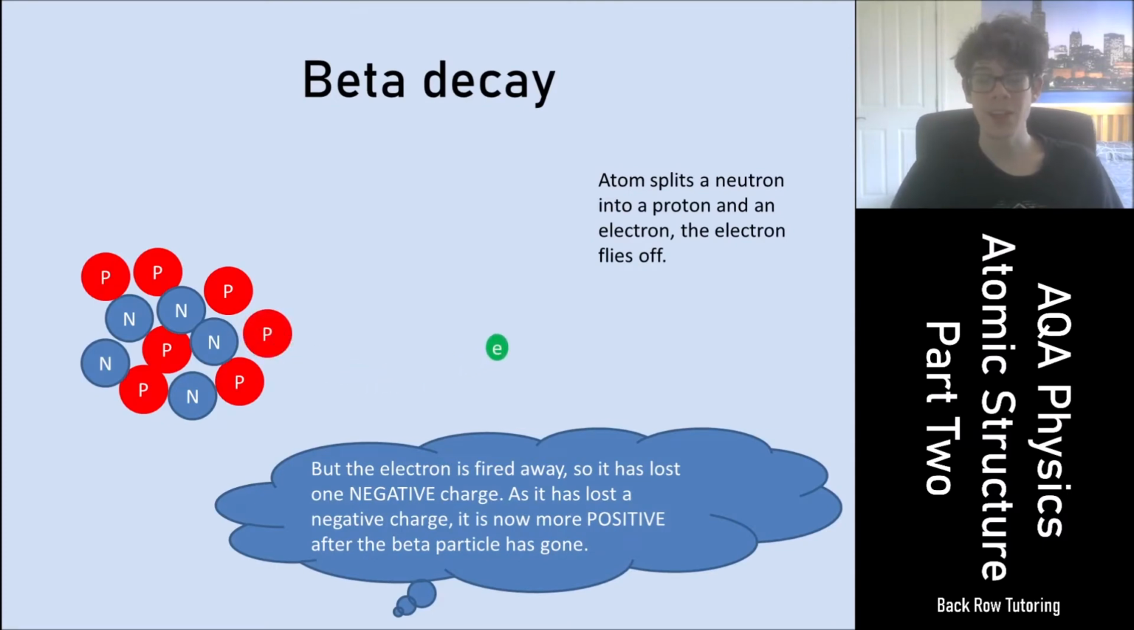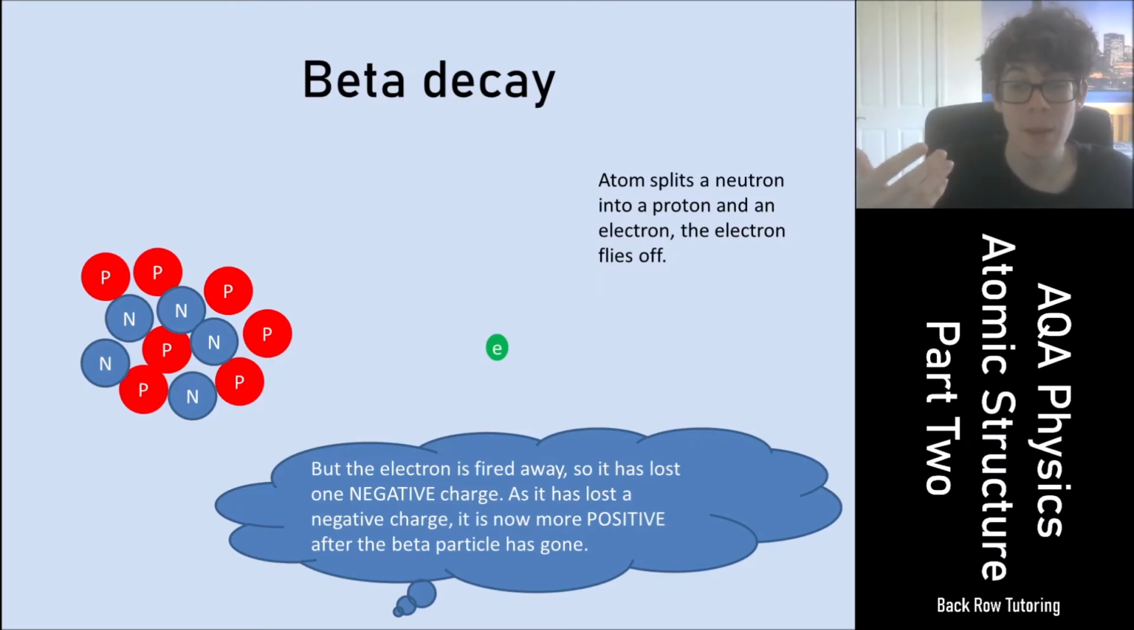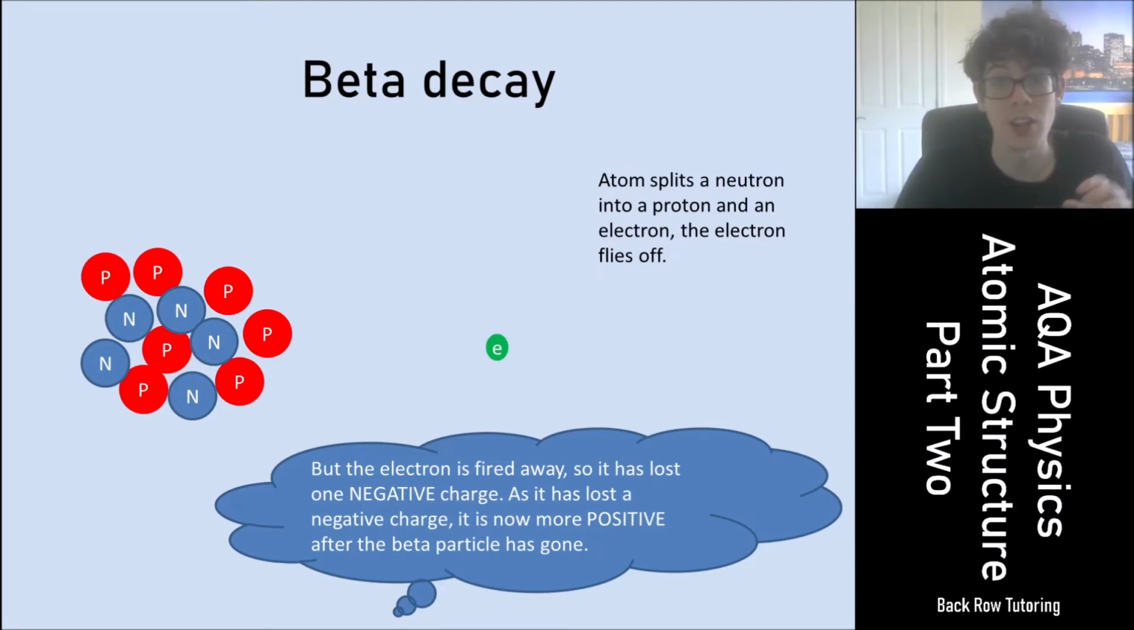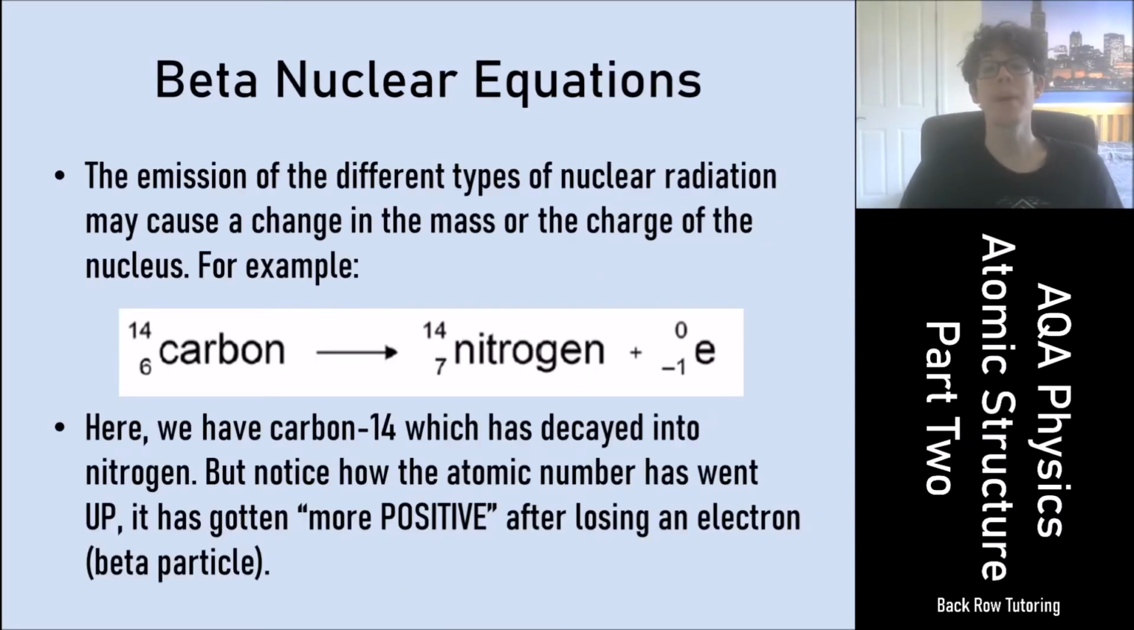This little animation there showed how beta decay works again. You have a neutron, it splits into a proton and an electron, and the electron is fired away. But the electron is fired away, so it's lost 1 negative charge. As it's lost a negative charge, it's now more positive after the beta particle is gone. So once that electron or the beta particle has gone, it's actually gained charge because it's lost a negative charge. So for beta decay, we can write nuclear equations again.